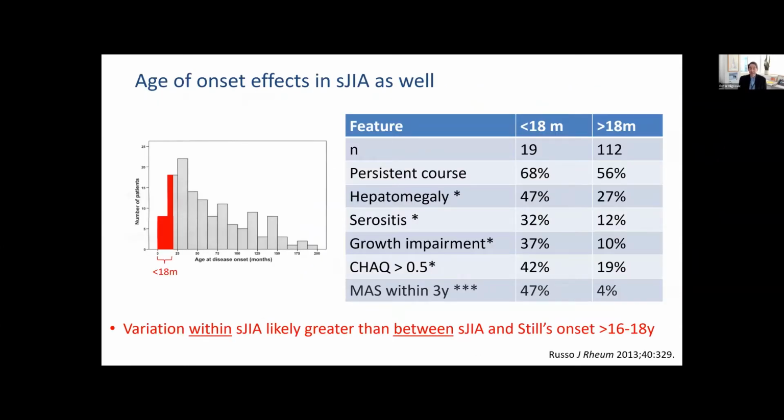And even in pediatric arthritis, even in systemic JIA, there's a difference based on age of onset. So this is a series from Dr. Russo in South America showing that the children who started in this very early window, less than 18 months, have a different kind of arthritis course with more organomegaly, more serositis, more growth impairment, more MAS. So what I would say here is that variation within systemic JIA is likely greater than between systemic JIA and Still's disease or adult onset Still's. Arguing the point that these really should be considered together.